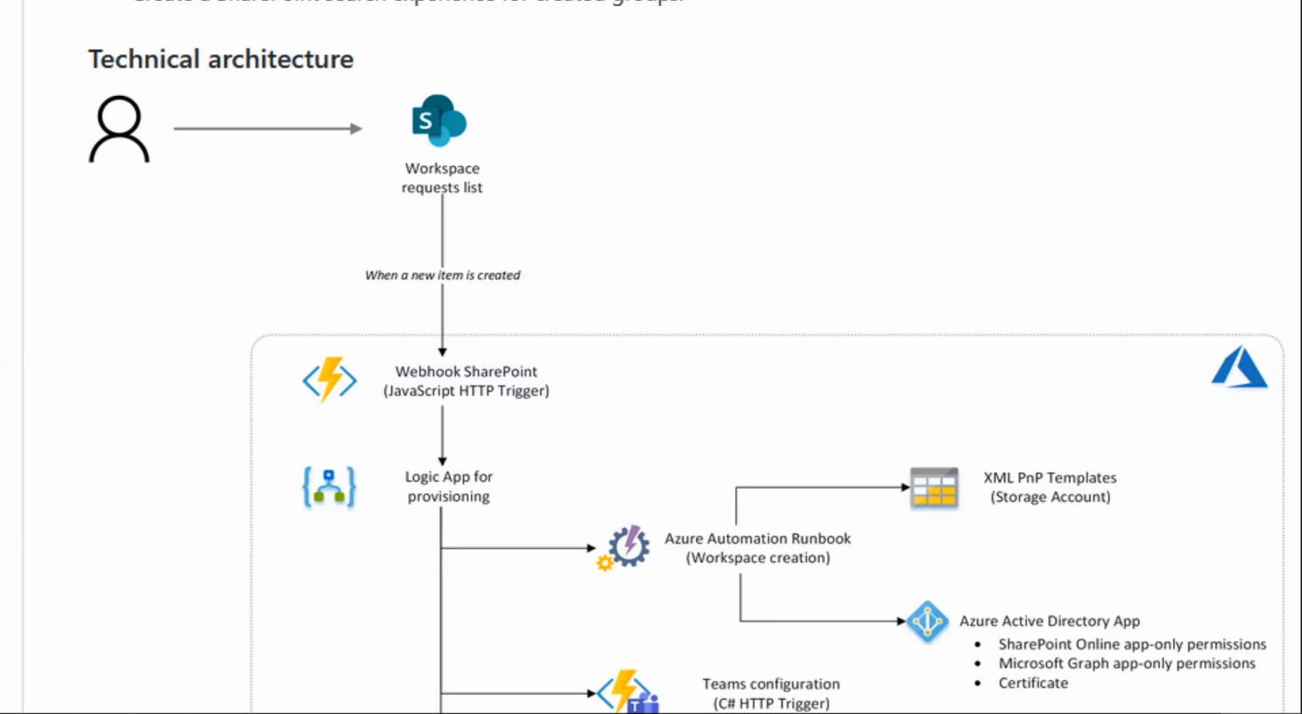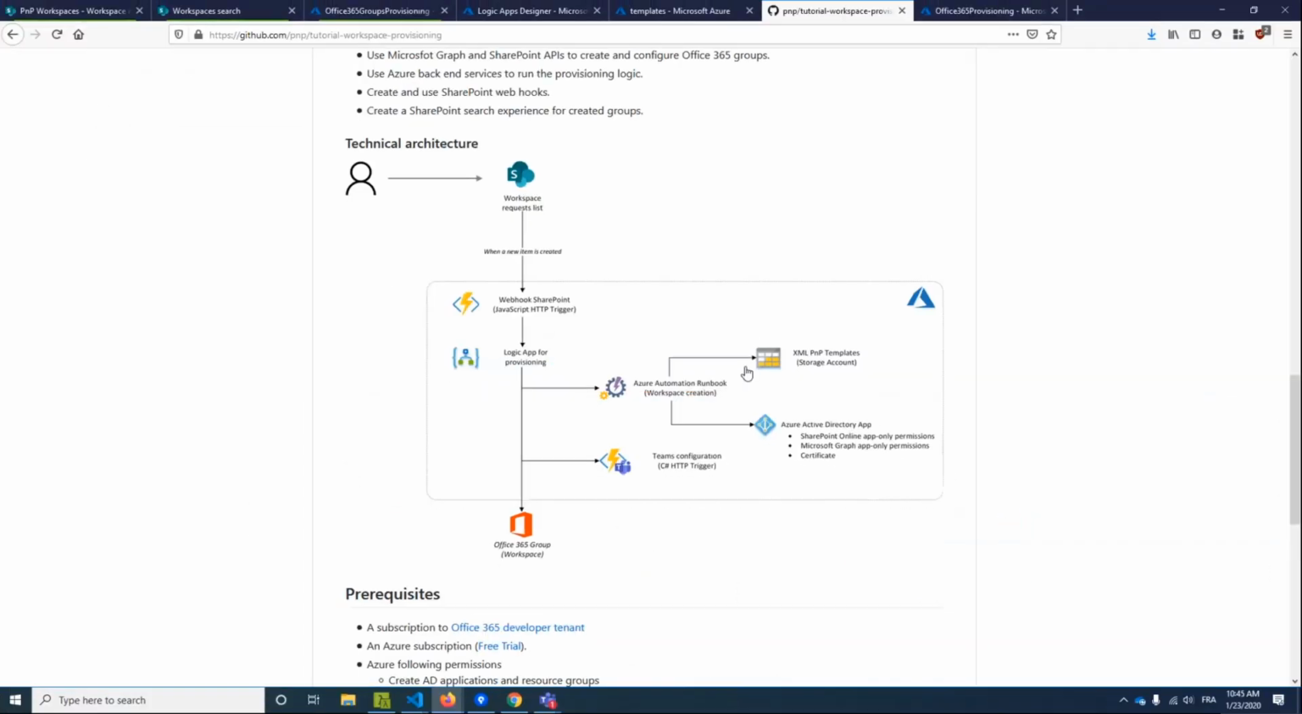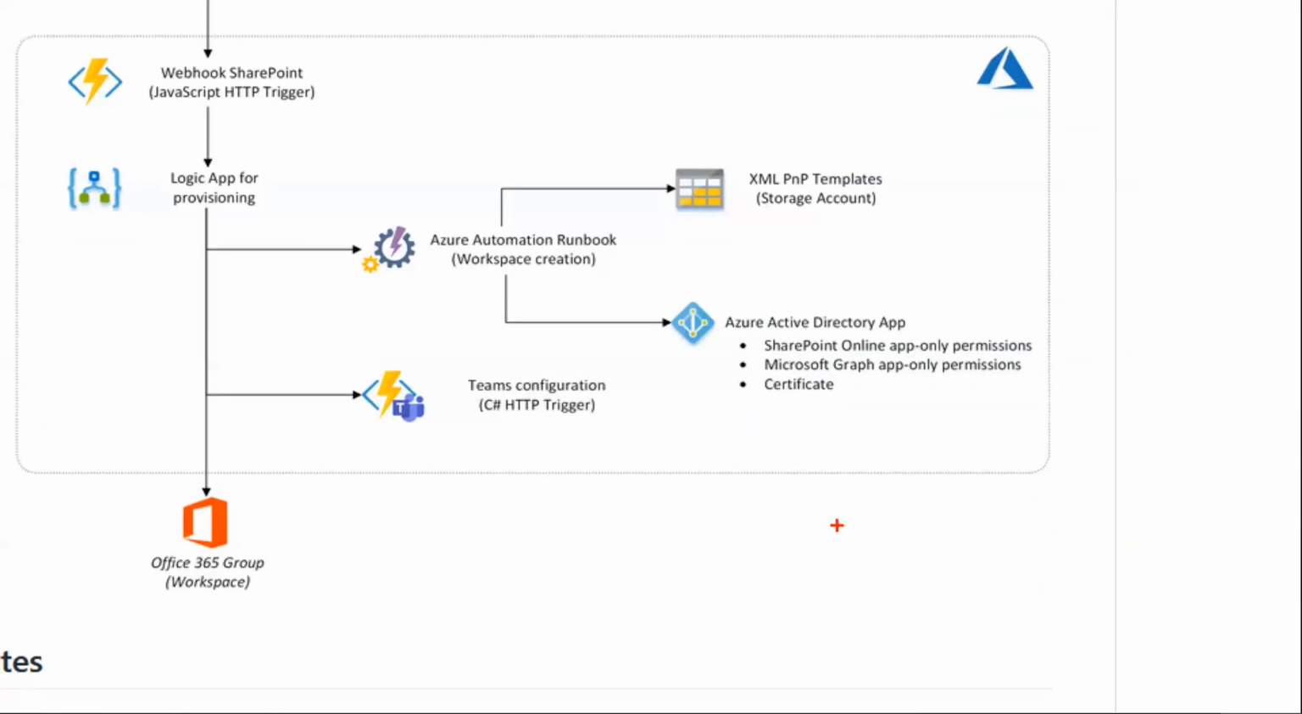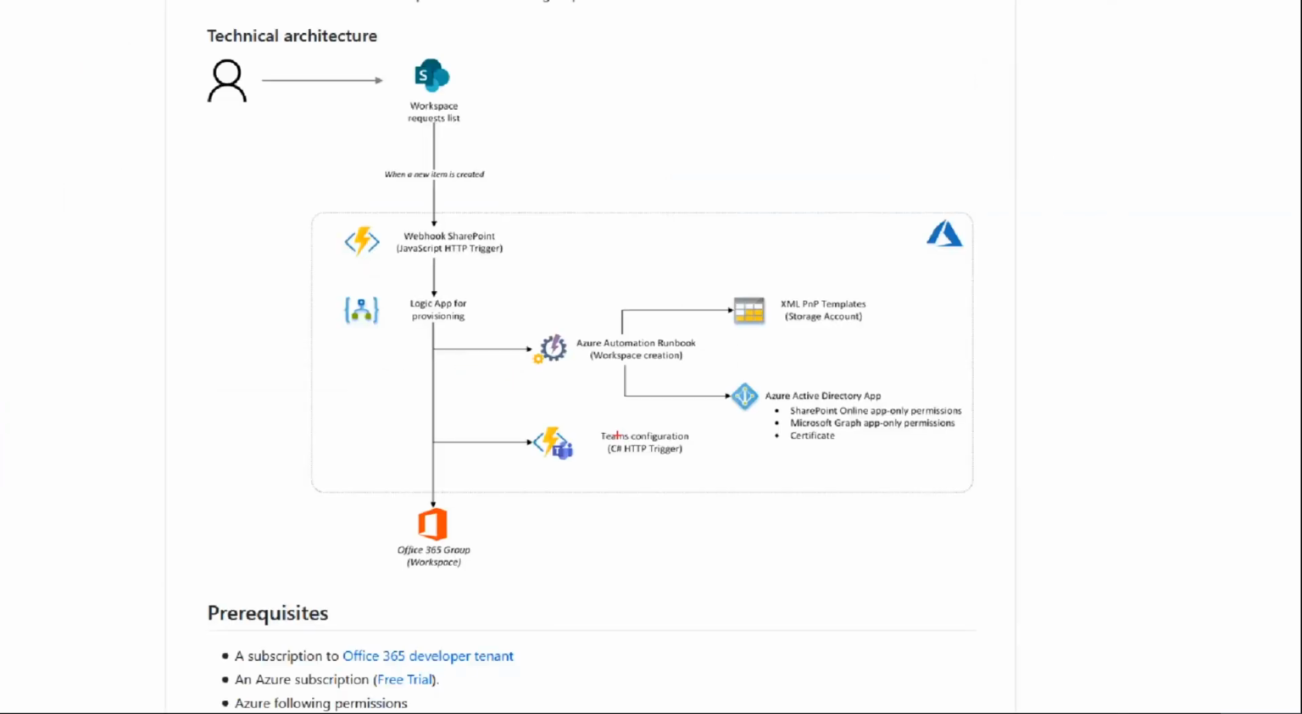Then we have some Azure artifacts. The first one would be a SharePoint webhook, to catch the event of the new item creation. Then we have a logic application, which will run the provisioning routine through an automation runbook with PowerShell using PnP templates, XML templates, and the communication between SharePoint and Graph API will be done by an Azure Active Directory application. And we have also a Teams configuration. So I will show you this right now.